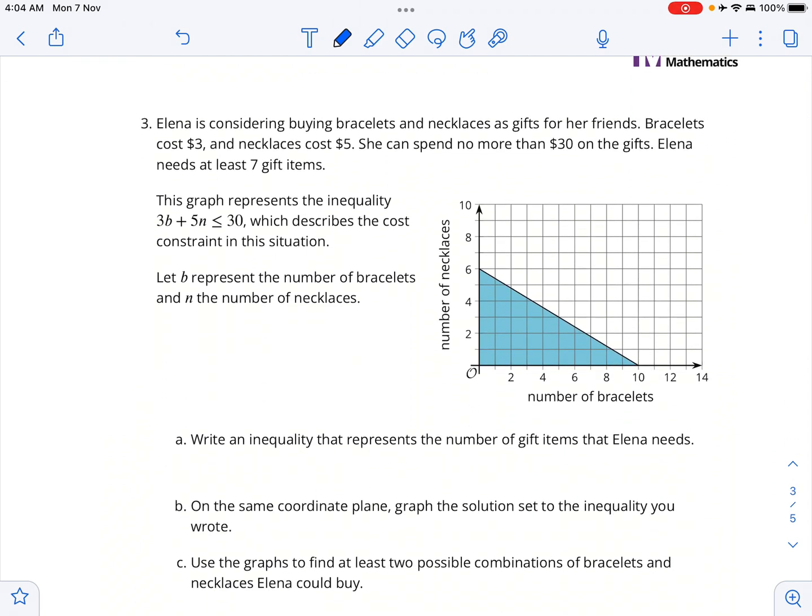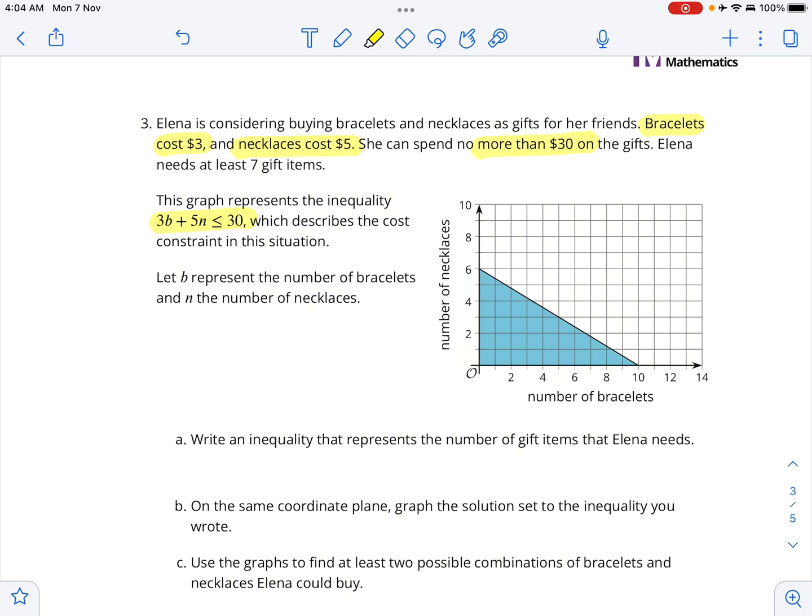Question 3. Ellen is considering buying a bracelet and necklace as gifts for her friends. Bracelets cost $3 and necklaces cost $5. Let's highlight that. And she can spend no more than $30 on gifts. Ellen needs at least 7 gift items. So the graph represents the inequality that represents that information.